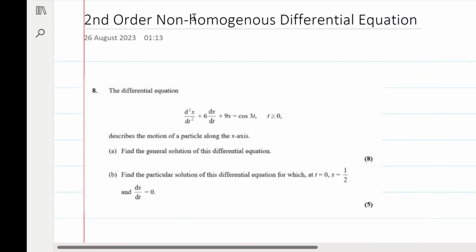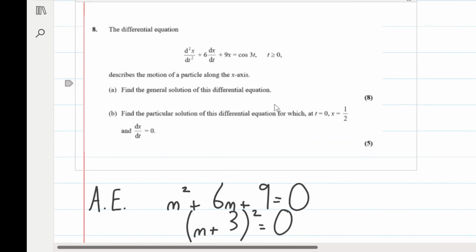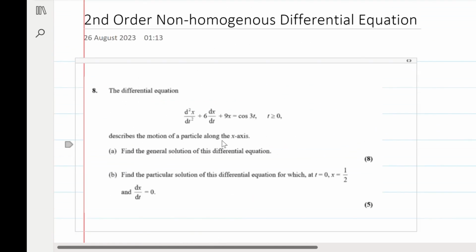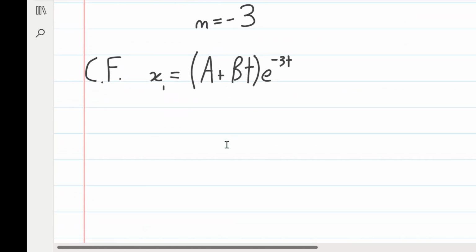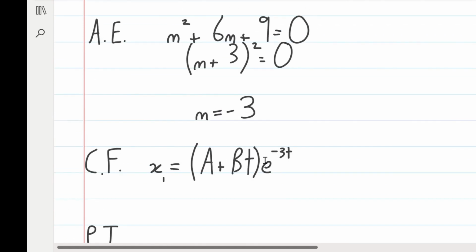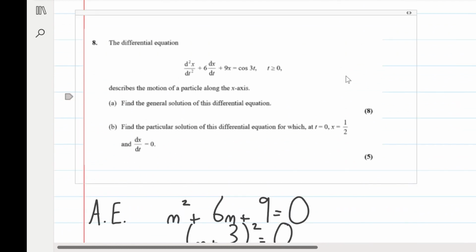If it was a homogeneous differential equation, this would be our general solution. But because it's non-homogeneous, i.e. it's not equal to 0, now we have to deal with the second part. Now how do we deal with the second part? We have to form something called the particular integral. Now the particular integral is probably the most tricky part of this, because we essentially have to make a guess for what we believe x could be. We're then going to differentiate it twice and plug it into this equation.